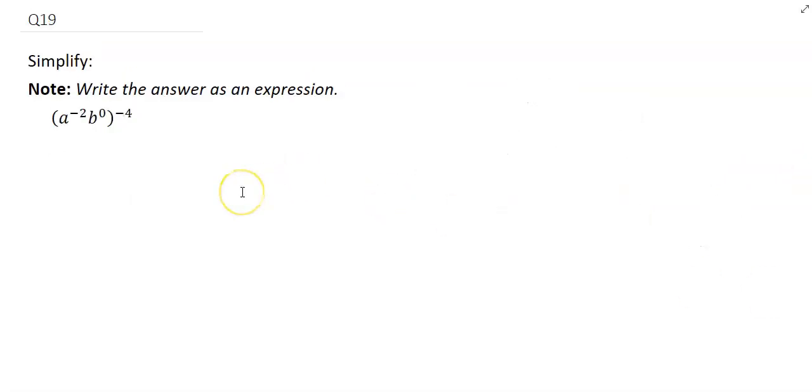19. Okay, 19 is one more. So they really want you to pay attention. They really want to see if you guys know the exponential rules. So, exponential rules that I'm going to use here.